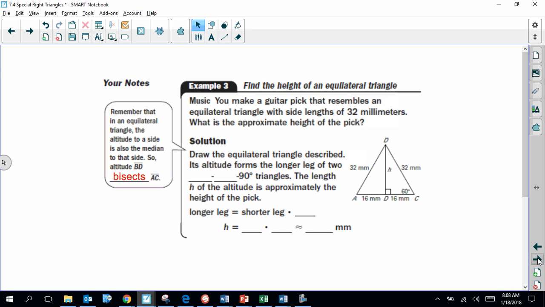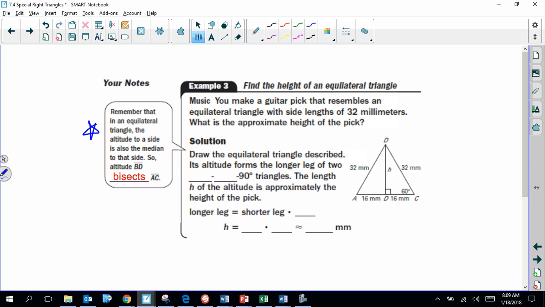So here's an example of a word problem where we're associating special rules for a different special right triangle. The triangle we're working with, the guitar pick, is basically an equilateral triangle. The length of the altitude of an equilateral triangle is also the median, so it's going to bisect the third side of the triangle. That's what this is telling you here.